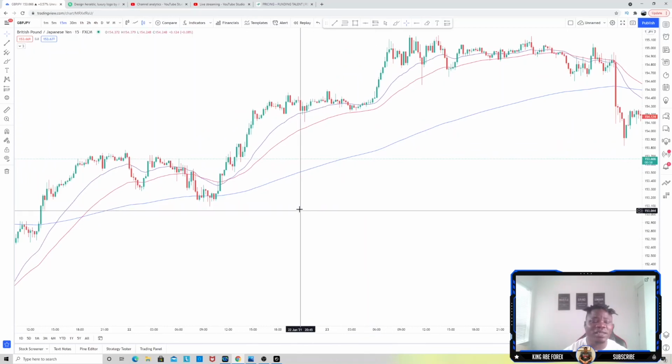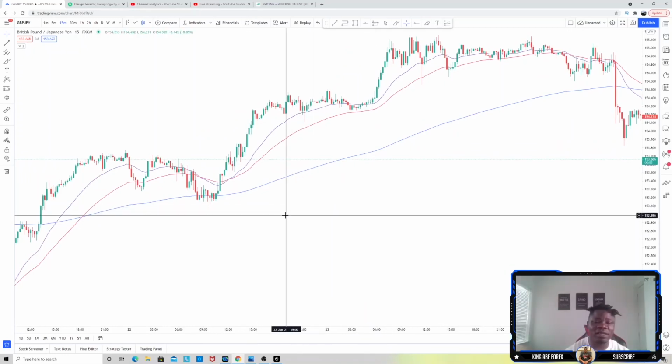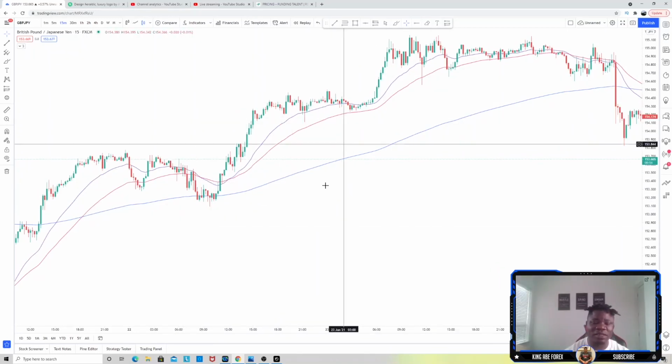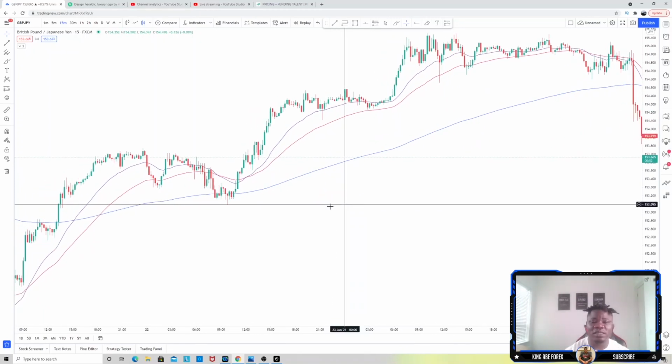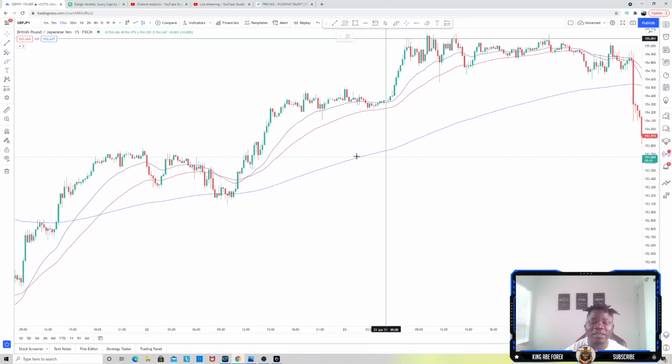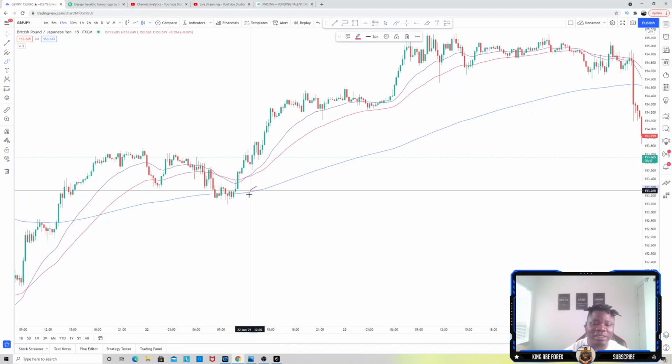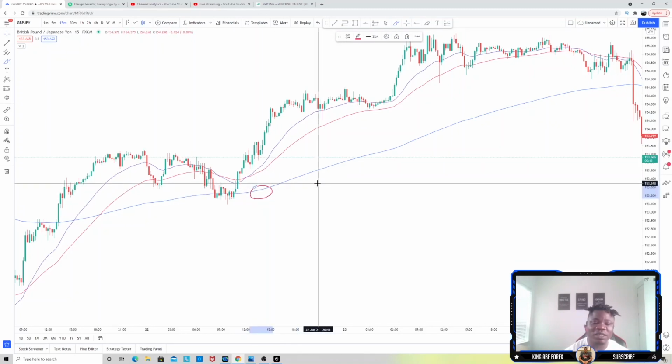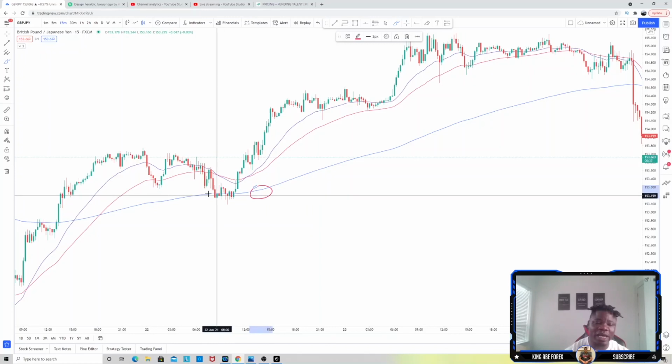Now right here, when we look at this buy trade, what do we see? We can clearly see that price is above the 200 EMA. Now once we see that, we'll be like, okay, there's a possibility that price could be going up, because we can see that we have rejections here at the 200 EMA.